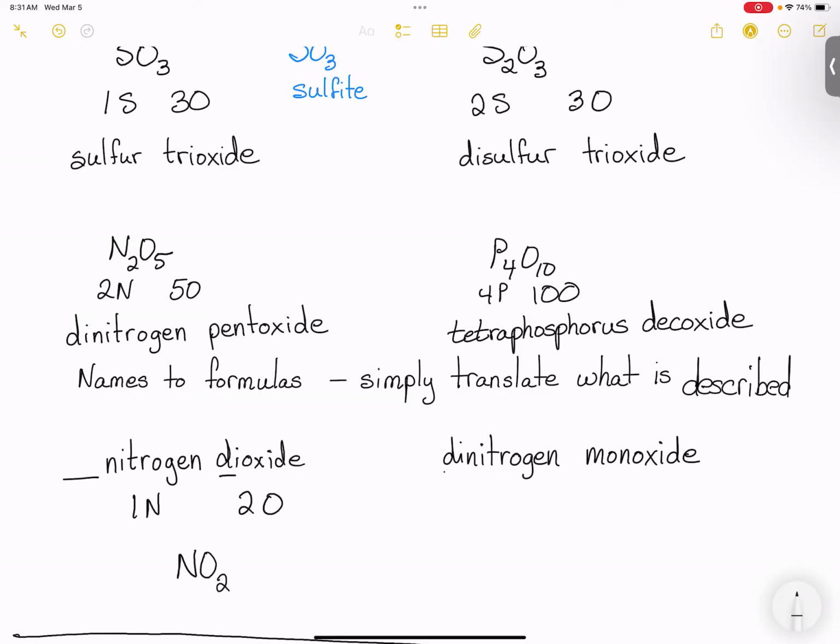The next one, we have the prefix di, meaning two, nitrogen, N, mono, which means one, oxide, oxygen. So the formula for that one is N2O. So literally, when you go from the names to the formulas, you're simply going to translate it and then write it out.